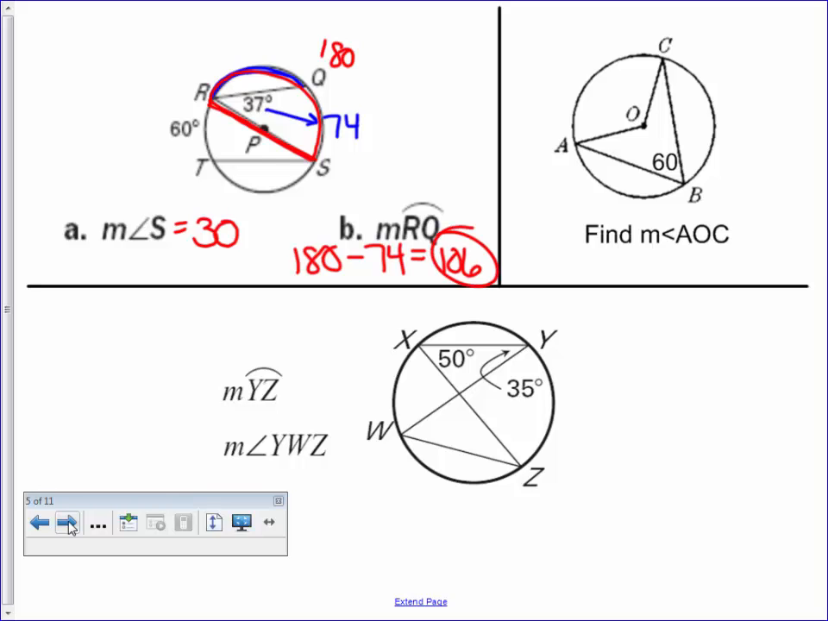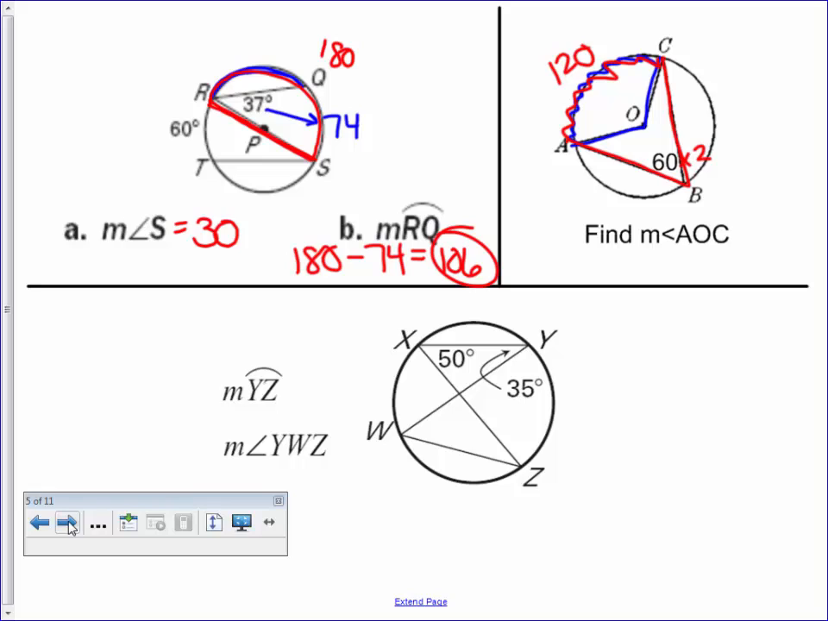Let's look at the second one here. We're trying to find the measure of arc A, or angle AOC. Well, that angle opens up to this arc. Well, if you take a look, CBA opens up to that same arc. Well, this is inscribed, so to get to the outside, we're going to multiply by 2 to get to 120.